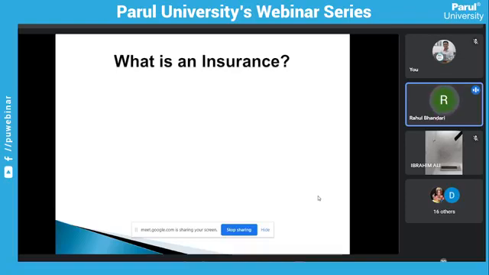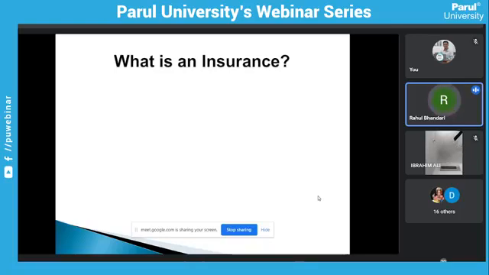Insurance is a contract. Two parties come together in a contract to compensate the loss when any uncertain event takes place. Let's understand it with some examples. Assume that I have a car. An uncertain event for a car can be an accident. For a human being's life, the uncertain event is illness, or the worst possible event, which is death.